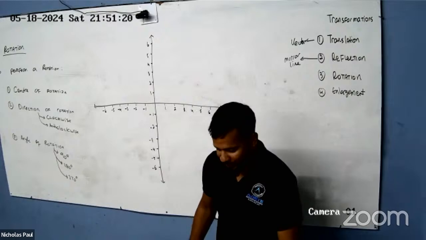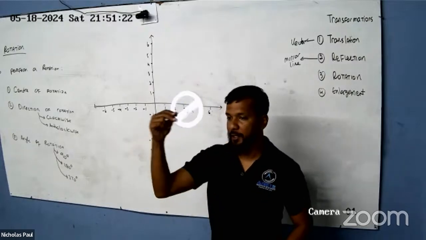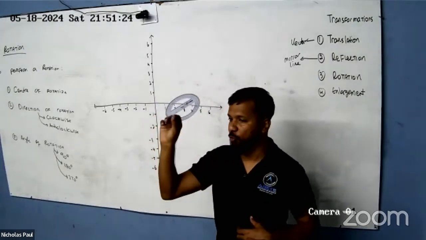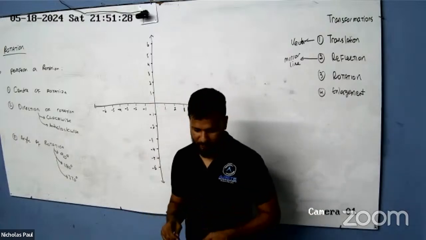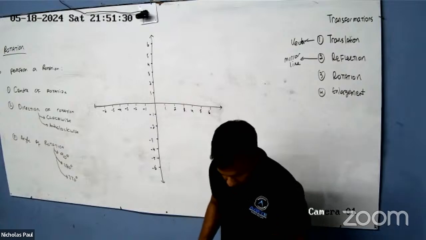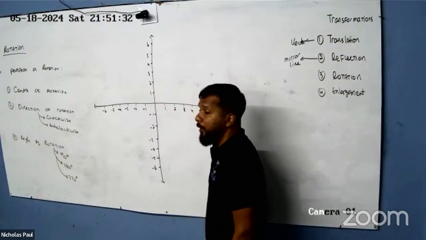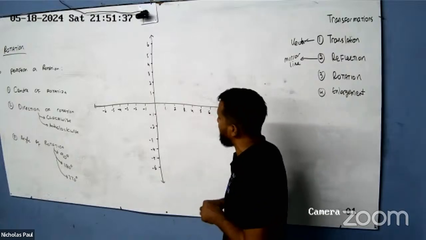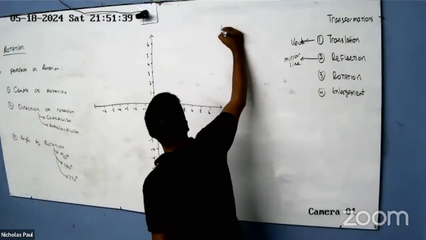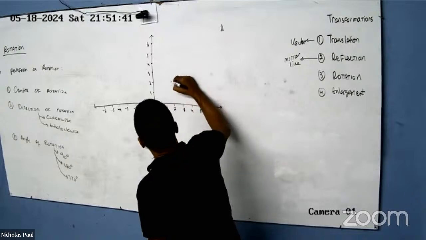So we're going to take a look at how to do a transformation. You will need your protractor and you'll need a ruler. This time I have a ruler. So ready? The first thing I want you to do for me, I want you to plot a triangle. Let's plot it here.